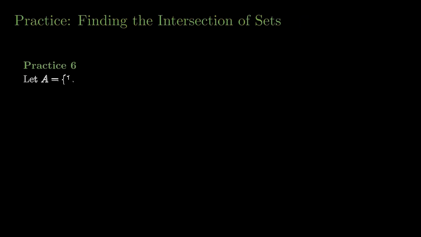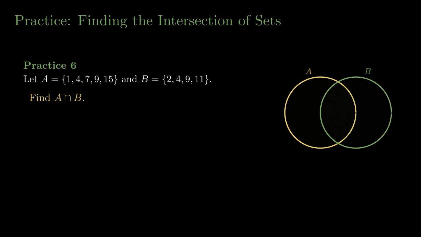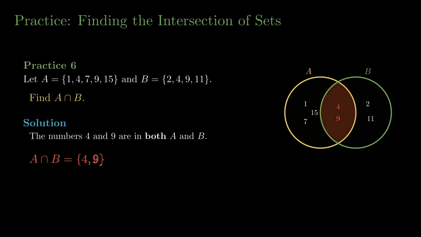Let's check our skills with a practice problem. Given two distinct sets, A and B, find the intersection of the two sets. Looking at both sets, only the numbers 4 and 9 appear in both A and B. Listing them from smallest to largest, A intersection B equals the set containing 4 and 9.